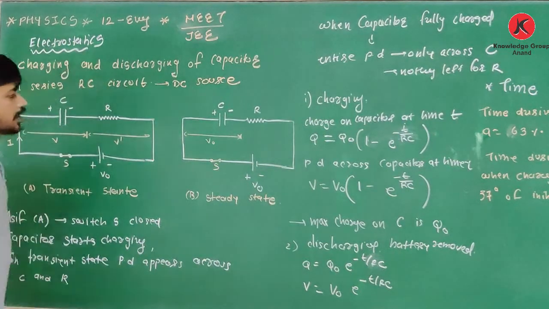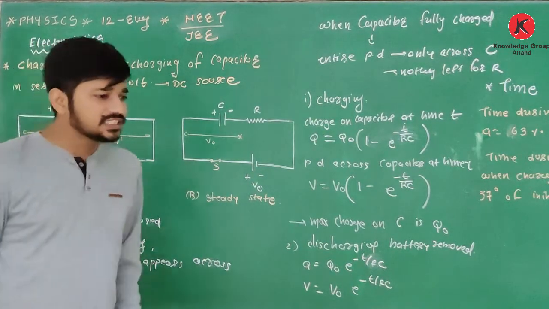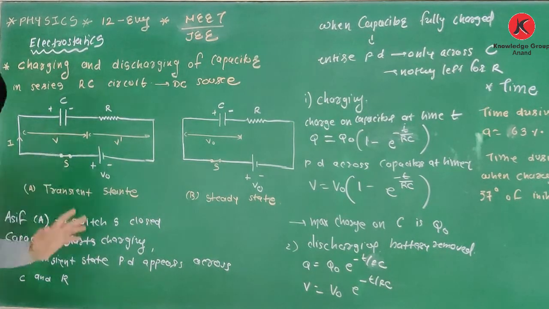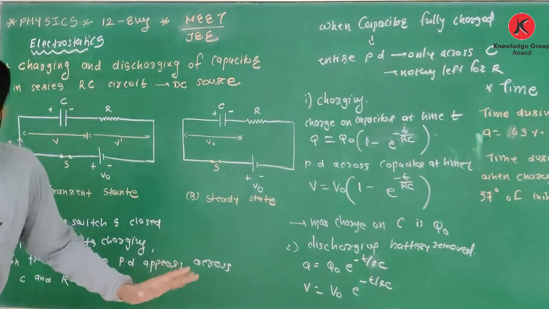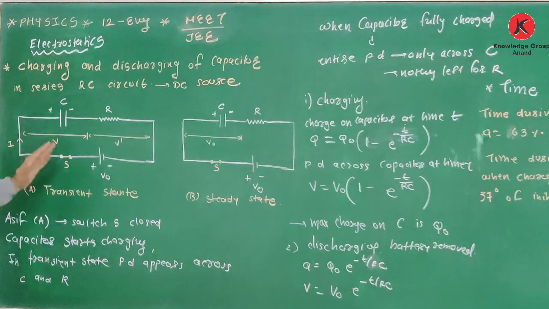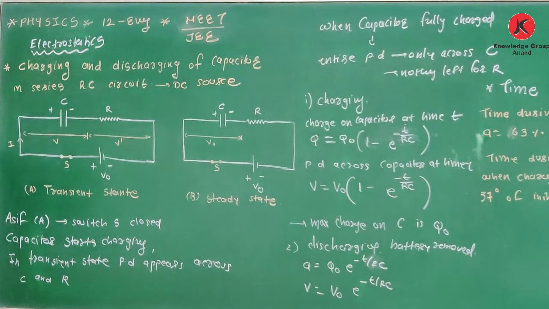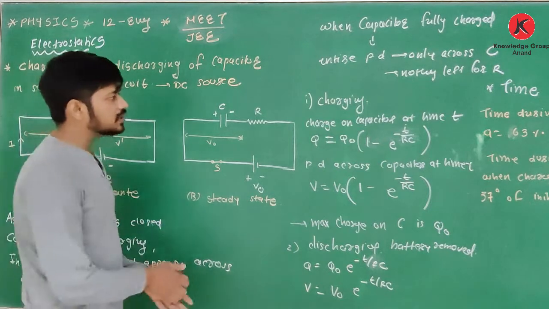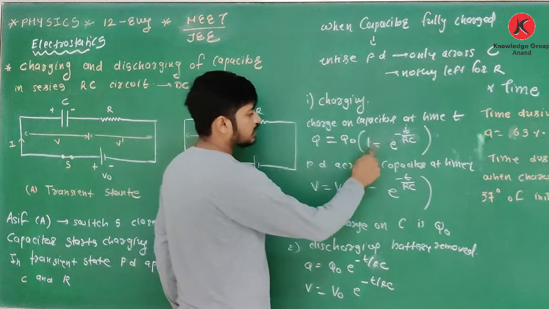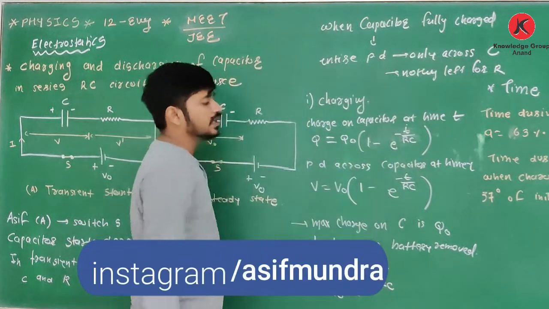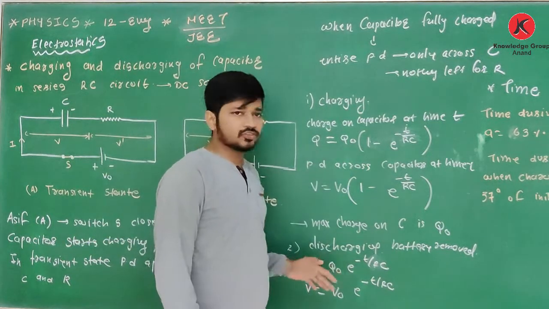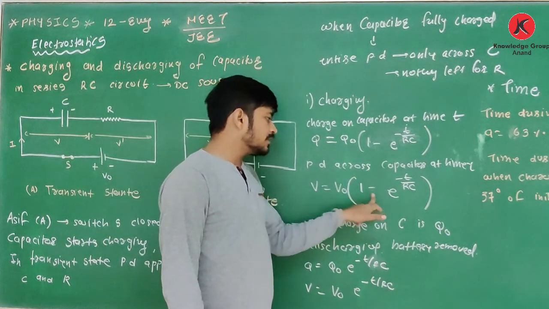Now, during charging of the capacitor, from this first figure, see, this capacitor is initially uncharged. No charge is stored on the plates of the capacitor, and it is connected with the battery. So during this charging process, when charge is stored on the capacitor, what is the charge on the capacitor at time t? Q is equal to Q0 (1 minus e raised to minus t upon RC), where R is resistance, C is capacitance.